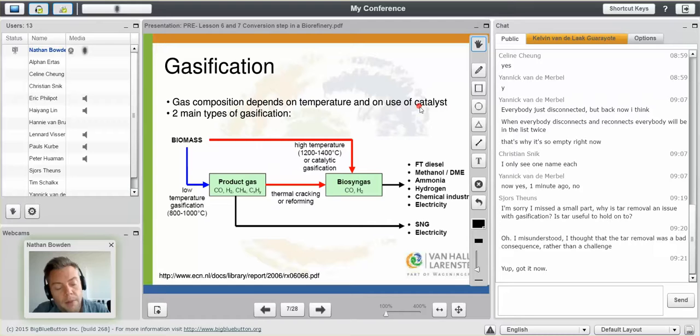I'll go back. So two main types of gasification, as I mentioned, you have low temperature, and low temperature is still much higher than what we are used to. So it's between 800 and 1,000 degrees Celsius.